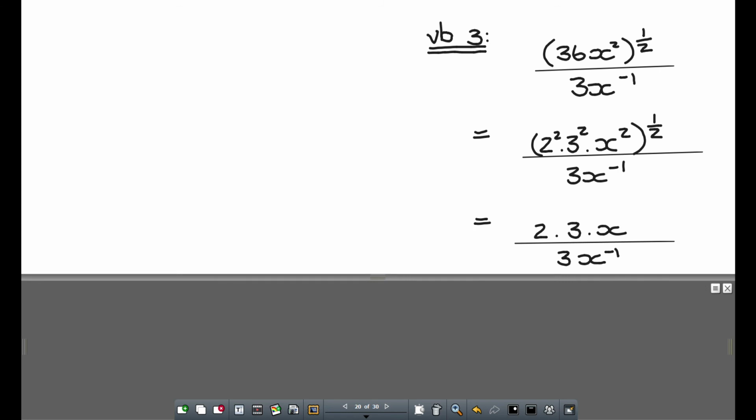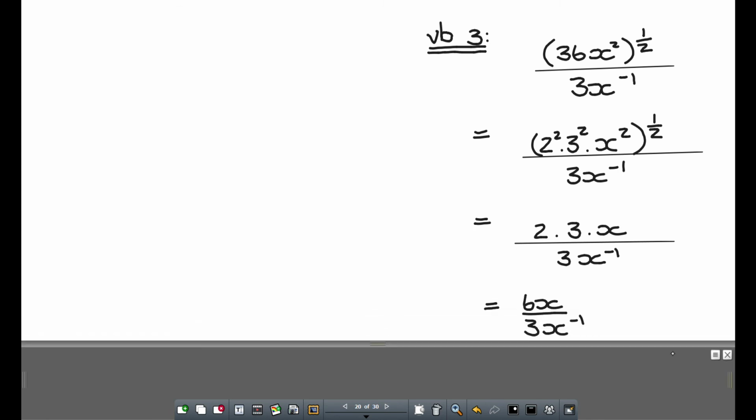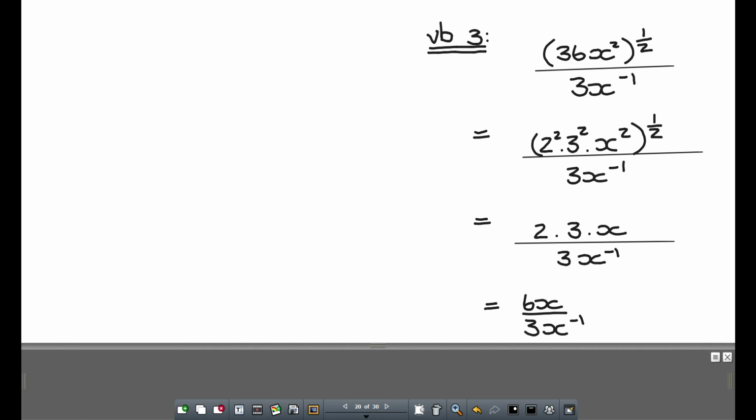The bottom part is going to stay like it was. No. Okay. Now the top part, I could simplify. 2 times 3 will give me 6x, and then at the bottom, 3x to the power of minus 1. No. Kyk gou hierdie, 6 op 3. The 6 over 3, I simplified to give me 2.